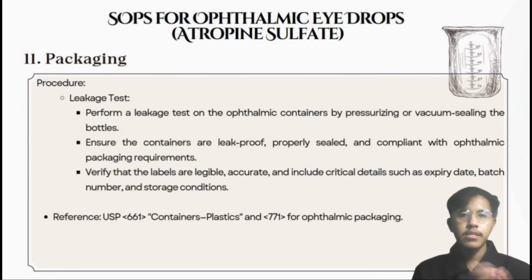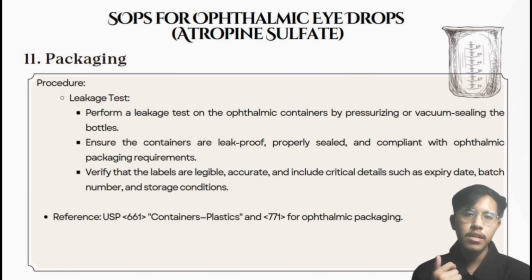Finally, the packaging test ensures that the containers are intact, leak-proof, and properly labeled. Leakage tests involve pressurizing or vacuum sealing containers, while labels are inspected for accuracy, including critical details such as the batch number, expiry date, and storage conditions. This test complies with USP 661 for containers and USP 771 for the ophthalmic packaging.